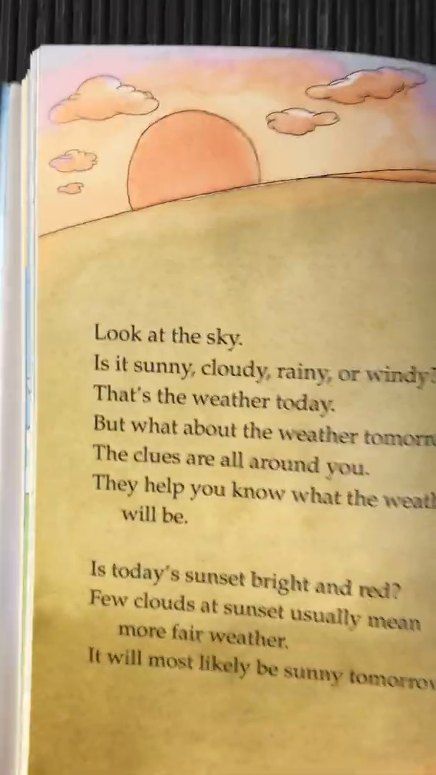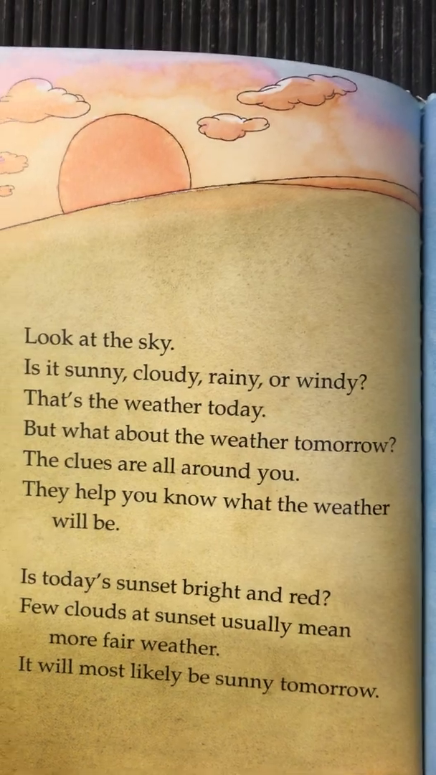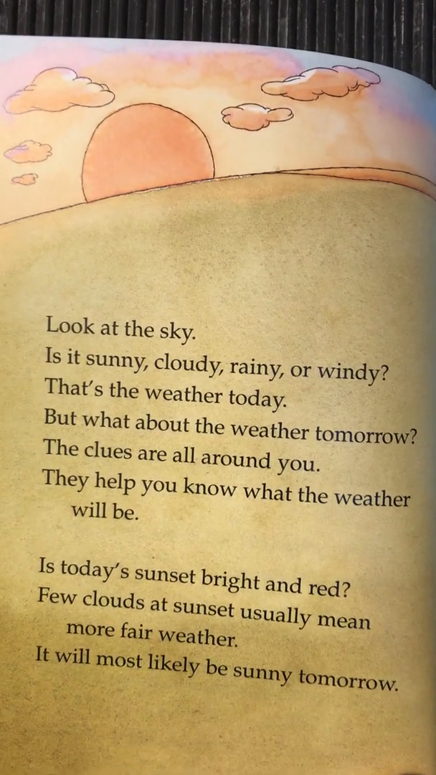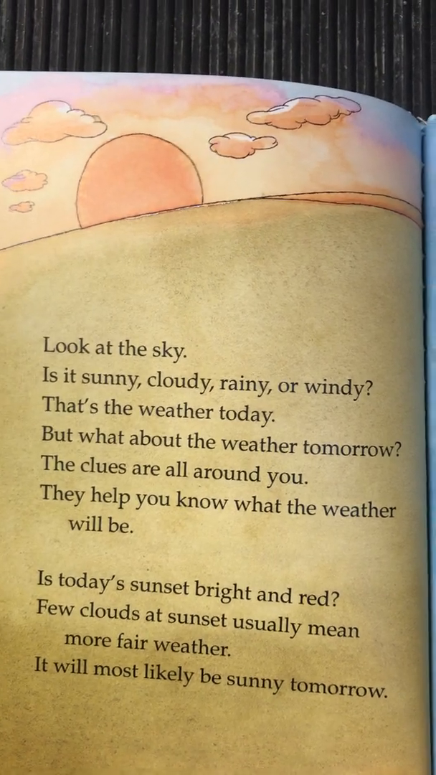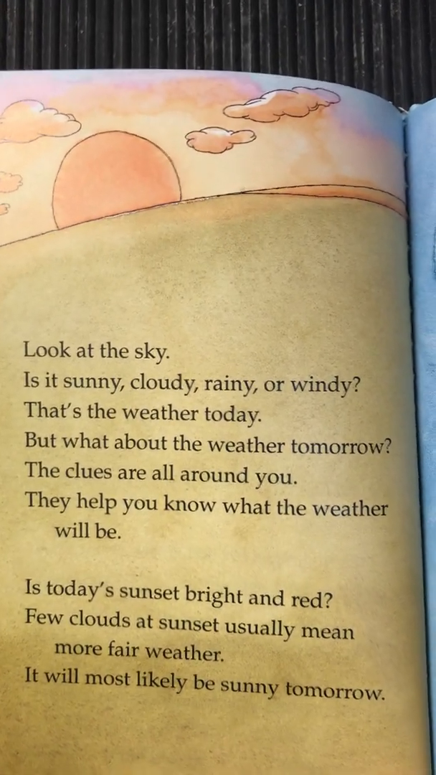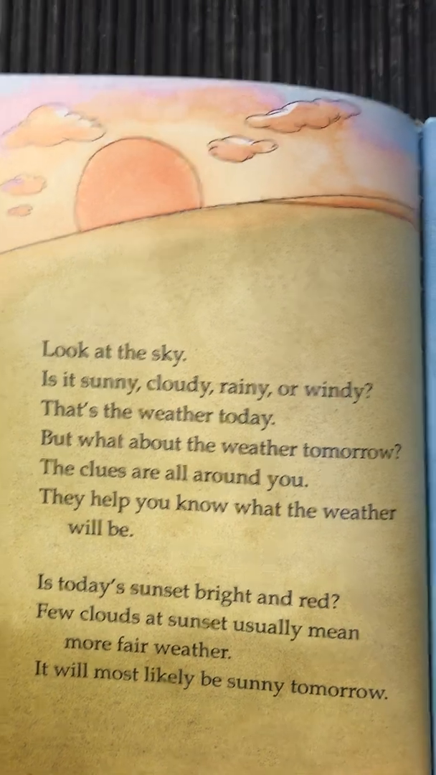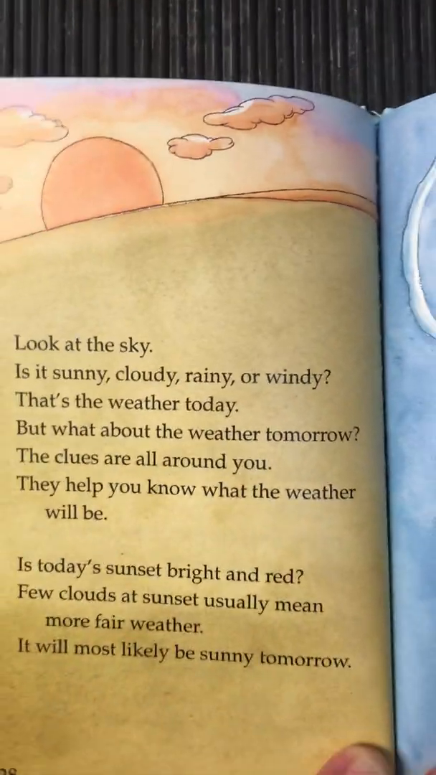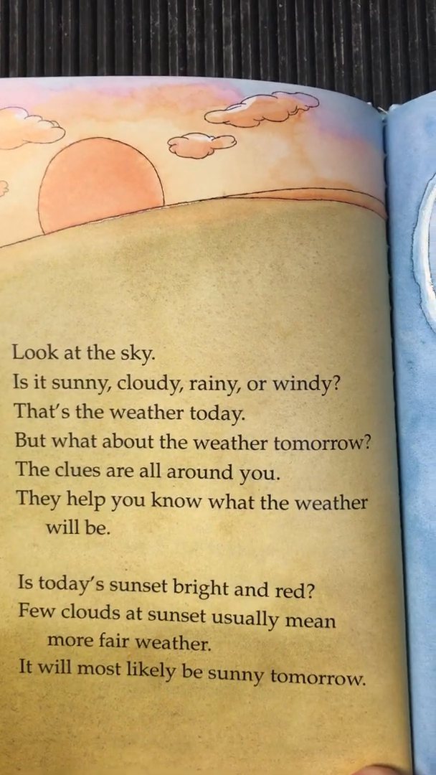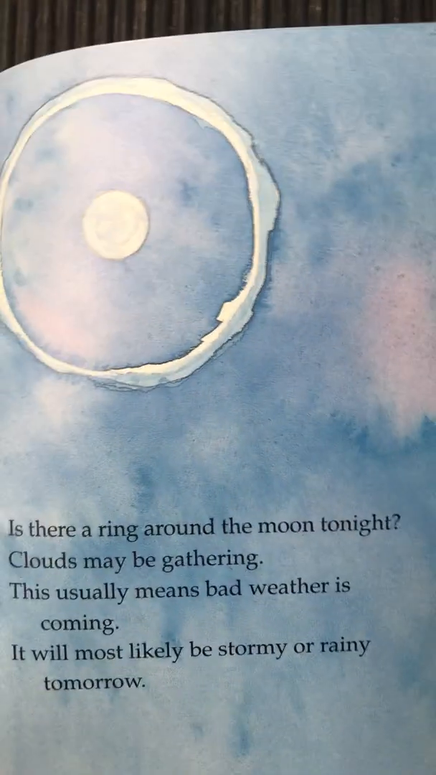Look at the sky. Is it sunny, cloudy, rainy, or windy? That's the weather today. What about the weather tomorrow? The clues are all around you. They help you know what the weather will be. Is today's sunset bright red? Few clouds at sunset usually mean more fair weather. It will most likely be sunny tomorrow.